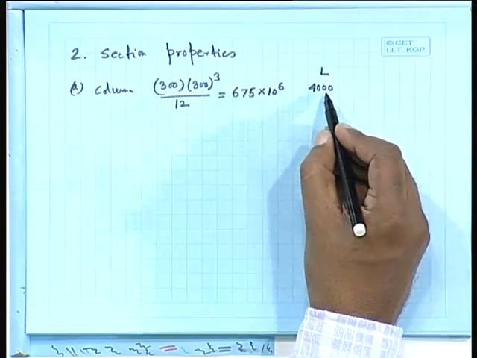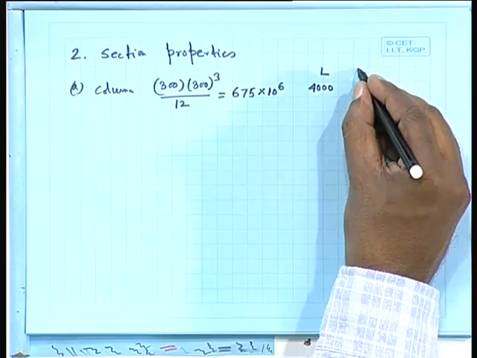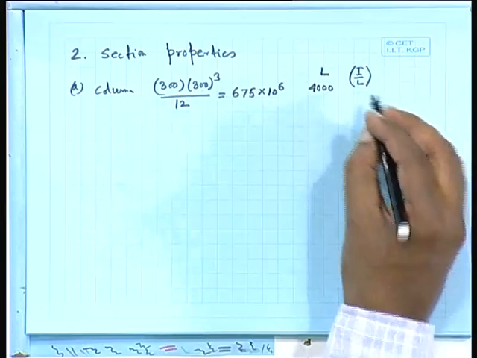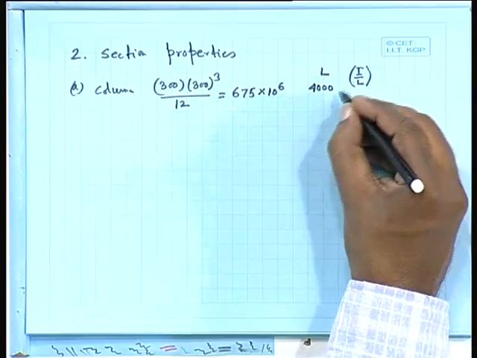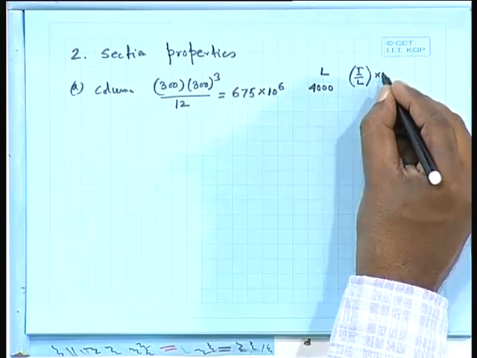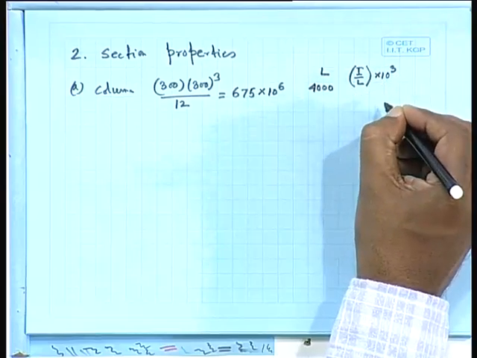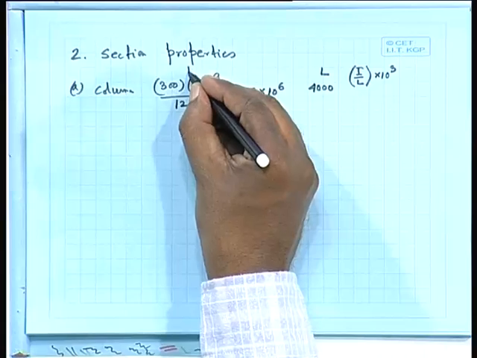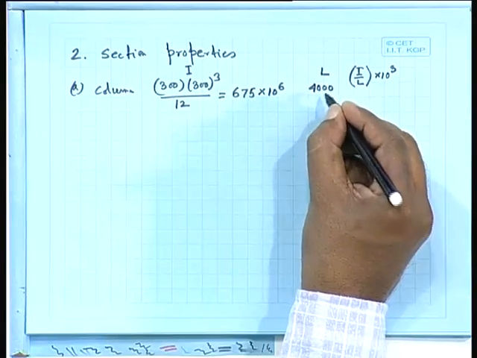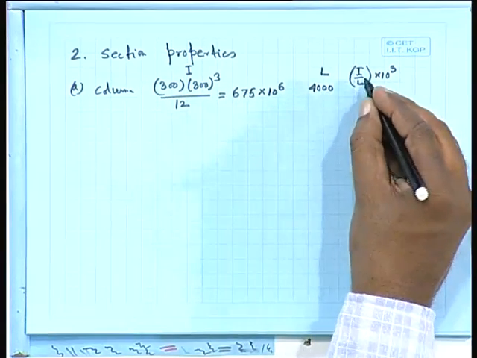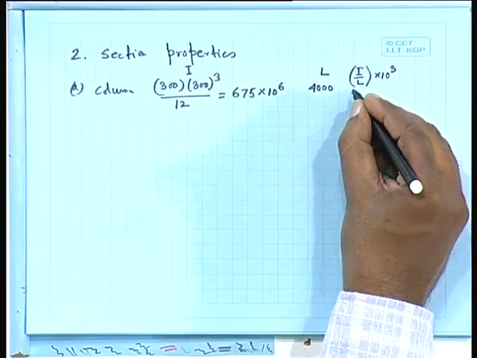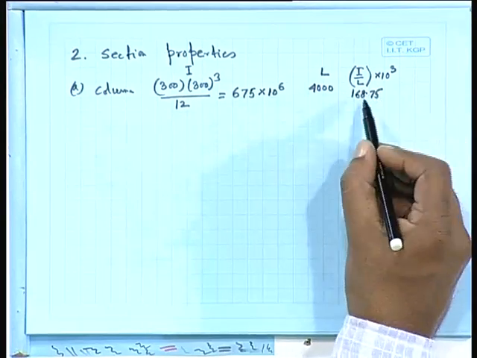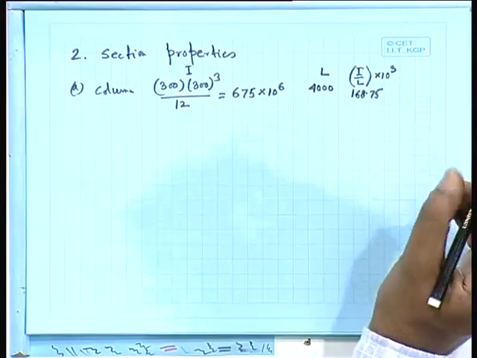So, L we have 4000 and I by L, this one, let us say I by L we can multiply it with 10 to the power 3, I am taking it out, 10 to the power 3. If we take it out we shall get it here, this is your I, L is this much, that 4000, and so I by L, that one is coming as 168.75. So, 168.75 into 10 to the power 3, that we shall get it.